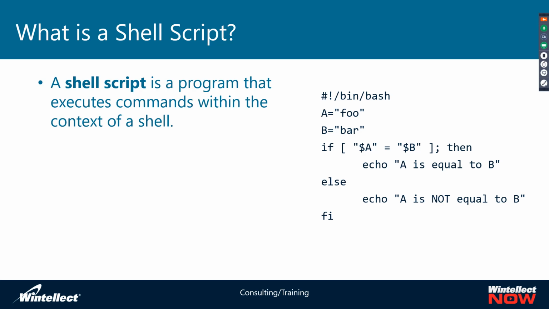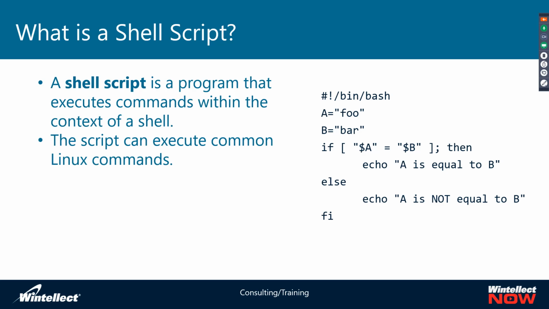So the shell script is really just a set of commands that are executed in the context of a shell. And the shell itself has the ability to interpret that script based on the programming that's involved in that script. So a shell script more or less is a program for that matter. It can execute common Linux commands. So for instance, you can have the ls command or the mkdir command or the chmod command or the chown command in a shell script. And so you can change things about the operating system or execute any of those common commands that are available within the context of Linux from within the context of a shell script.